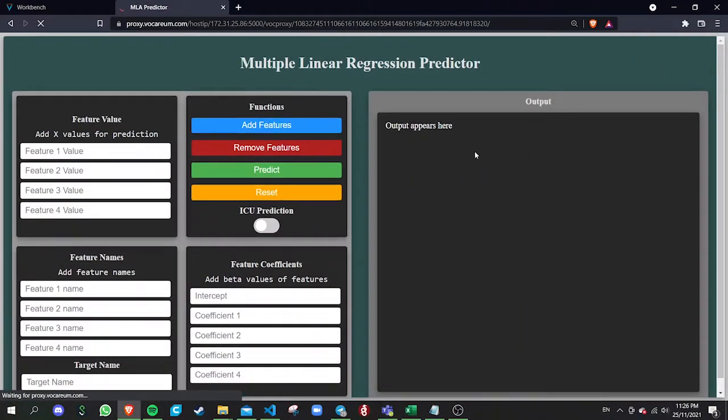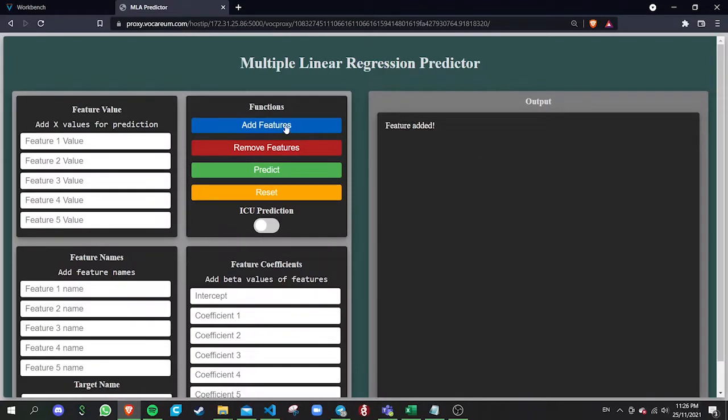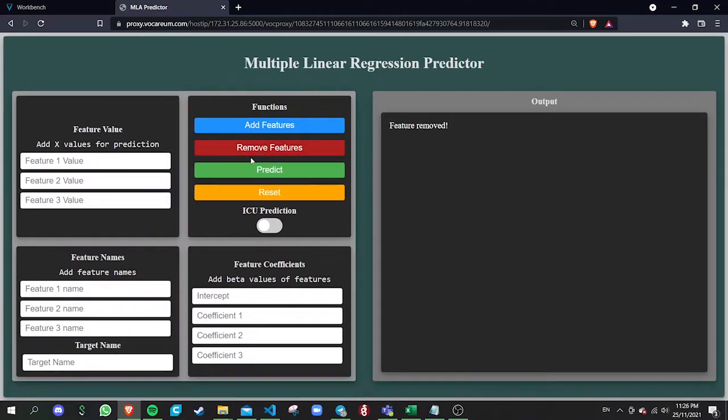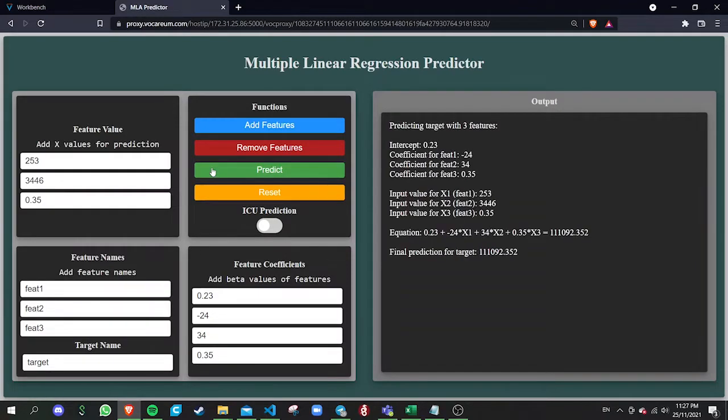I will now explain our web page. We can add or remove any number of features that we would like, and we can define for ourselves the value of each feature as well as the name. And it will give its corresponding prediction.